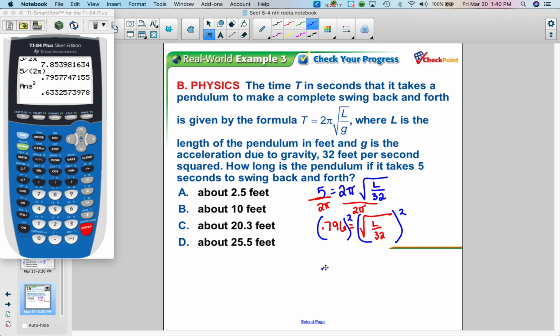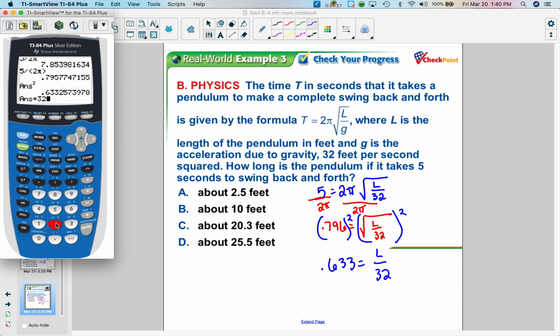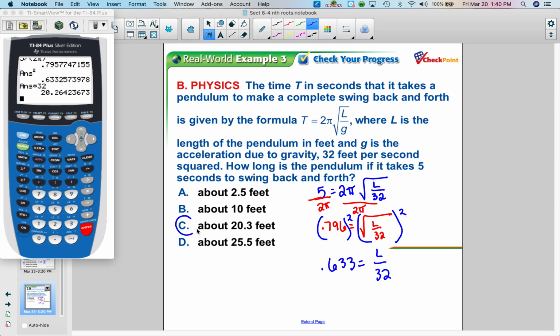I forgot to put my square here. 0.633 is approximately L over 32. And now I'm going to multiply that answer by 32. Notice I'm leaving the non-rounded answer in my calculator that I'm working with. So I get about 20.3, and that would be in feet. So that is my answer.